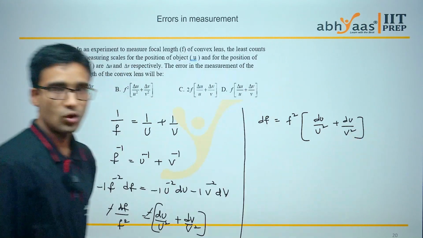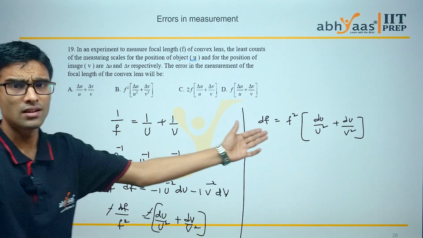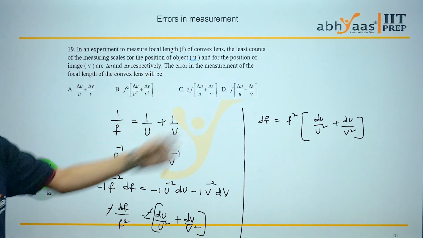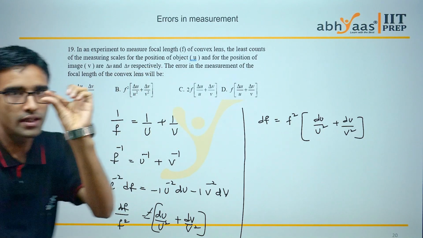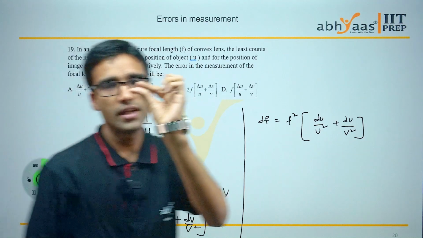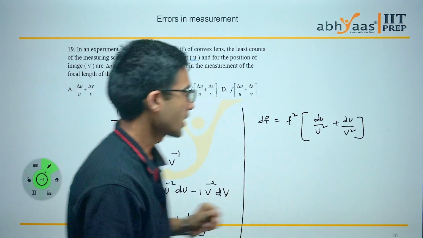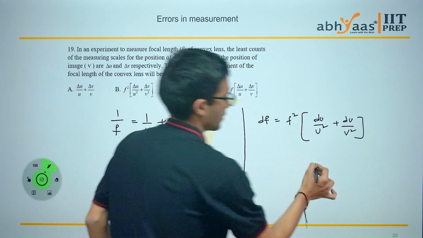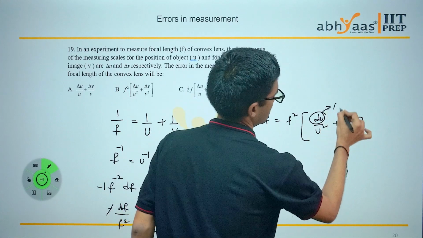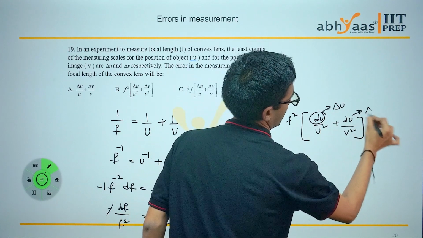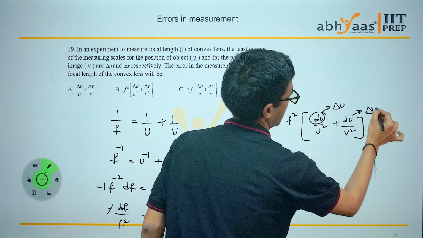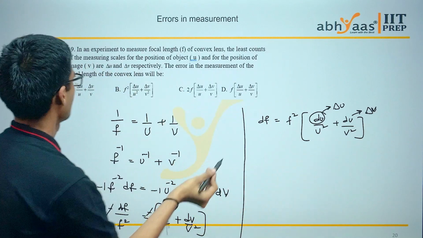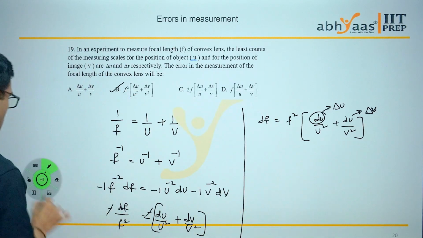Now du means change in the object distance. If it is very small, that is called instantaneous. You can remember: du, dv, this is delta u and delta v when they are very small values. So where is the option? df equal to f square, this is the B option.